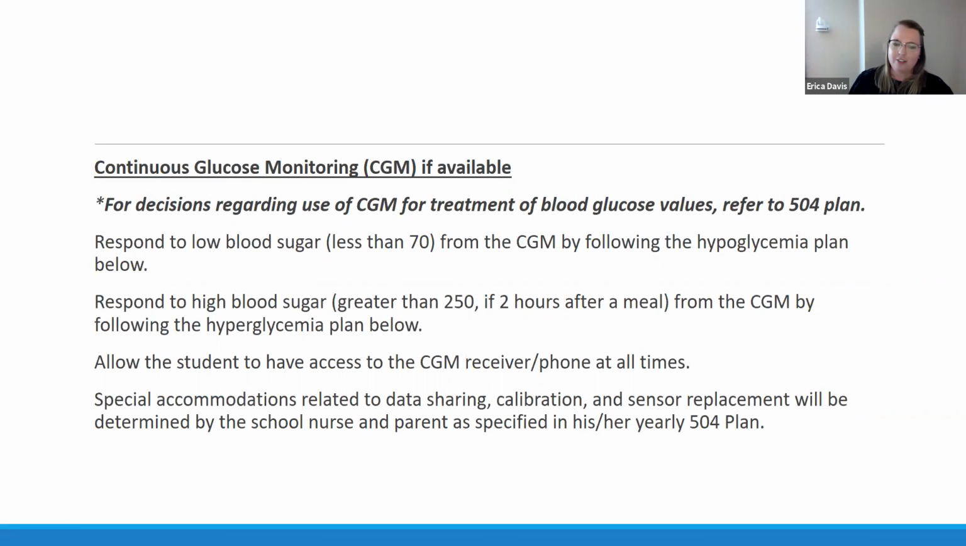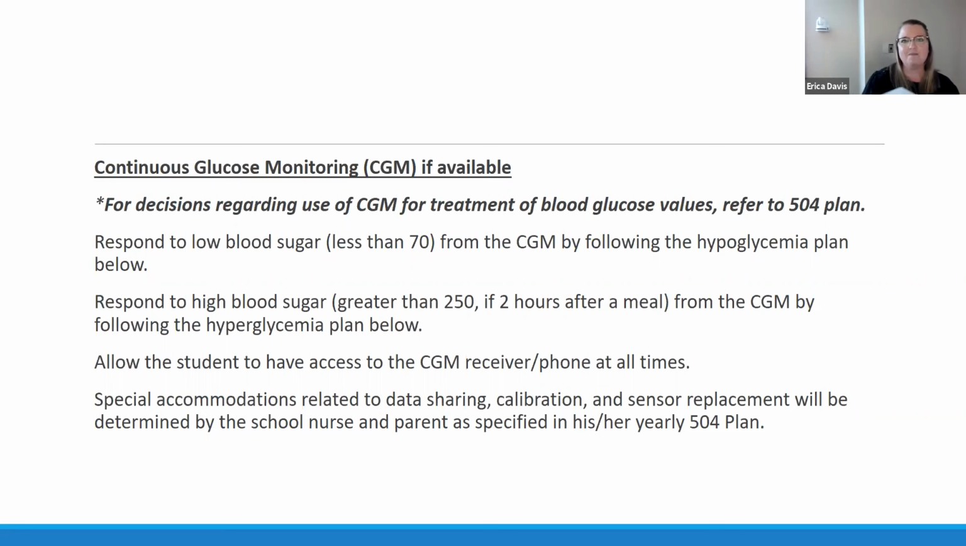Again, special accommodations related to data sharing, calibration, and sensor replacement need to be determined by the school nurse and parent as specified in that 504 plan. If there's an issue with the CGM, patients still are going to need to have blood glucose testing supplies as well, and may need to utilize those, especially if there's an issue with their continuous glucose monitor.